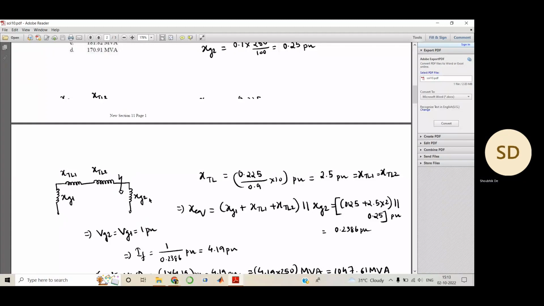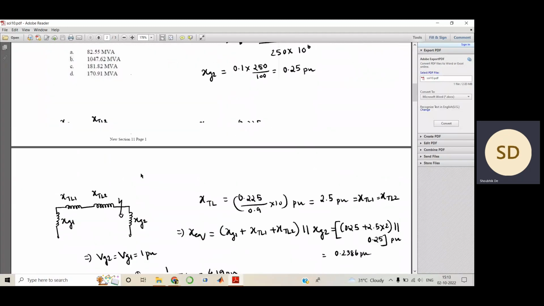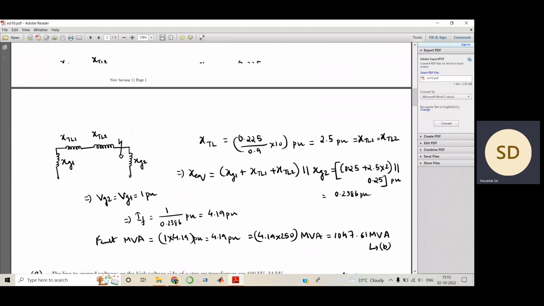So as I told you, the X equivalent of the system would be Xg1 plus XTL1 plus XTL2 in parallel with Xg2. When we do this, it comes out to be 0.2386 per unit. And the base voltage was considered to be 1 per unit. So the fault current at this point, the three-phase fault, is simple: voltage divided by the equivalent reactance. It comes out to be 4.19 per unit.